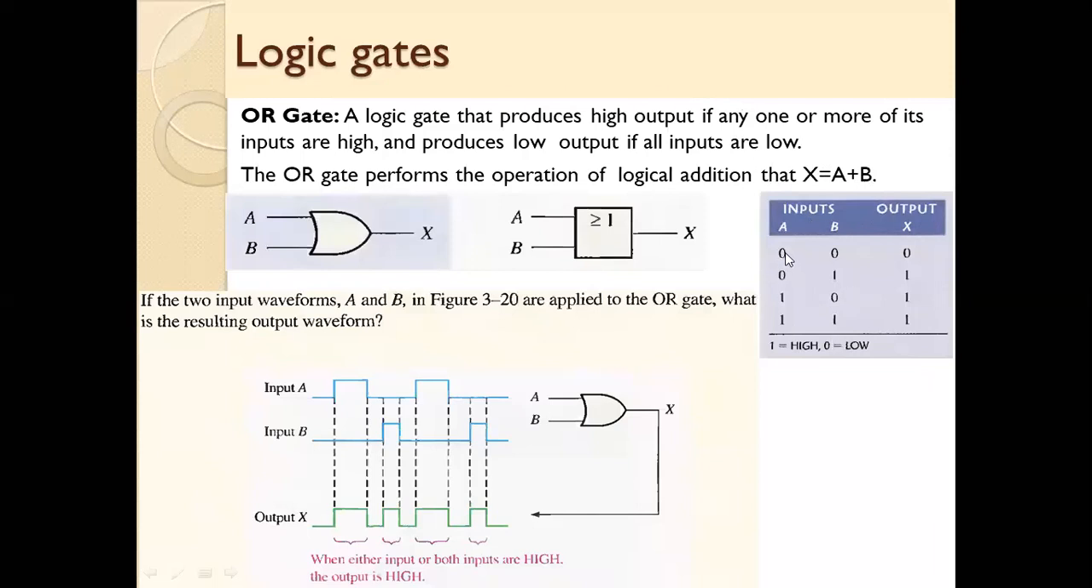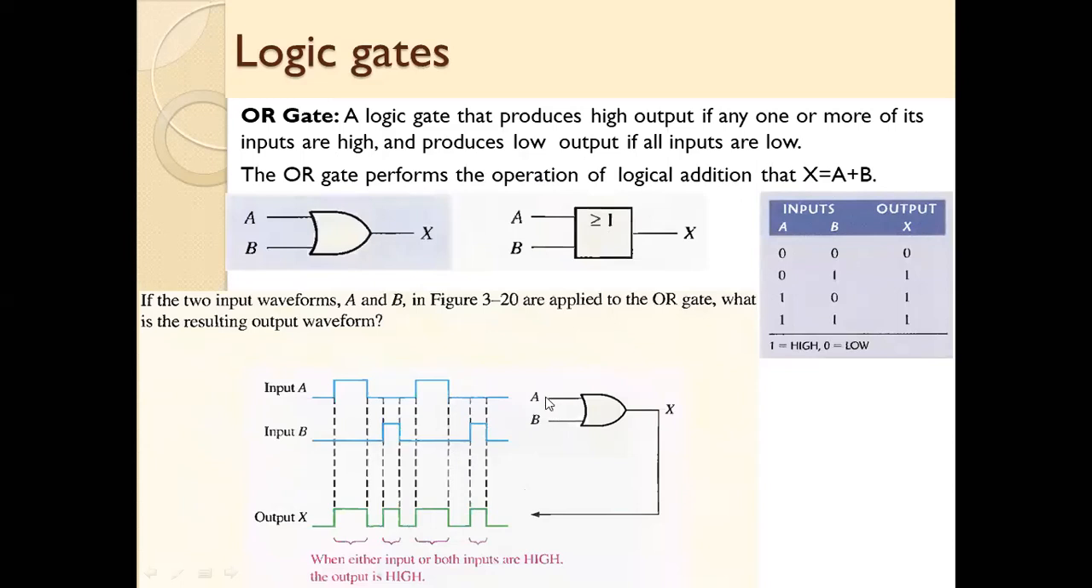Now you can answer me. 0 plus 0, that would be 0. 0 plus 1 is equal to 1, 1 plus 0 is equal to 1, 1 plus 1 is equal to 1 logically. Otherwise 1 plus 1 in the ordinary style would be 2. So this is the OR gate.